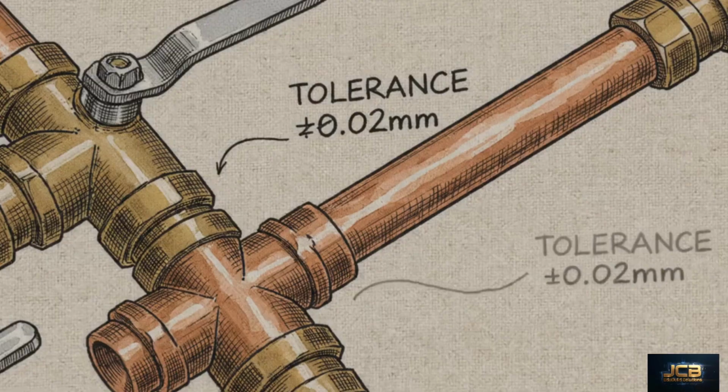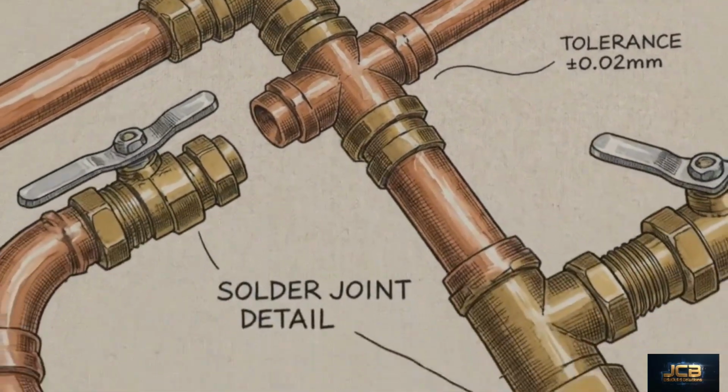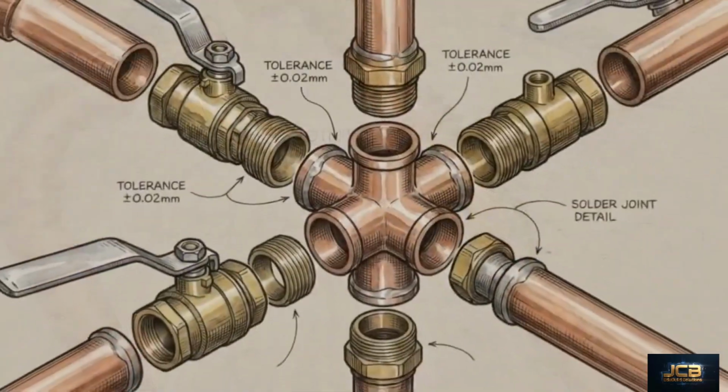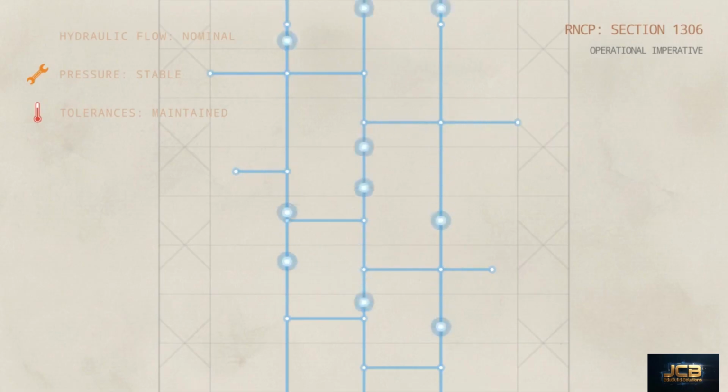Every single dimensional tolerance, approved material, and prohibited geometry we've covered traces back to this exact operational imperative. The specifications are designed to achieve one objective: maintaining uninterrupted hydraulic flow and pressure across thousands of interconnected joints.